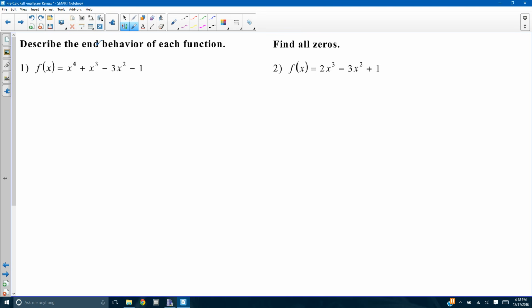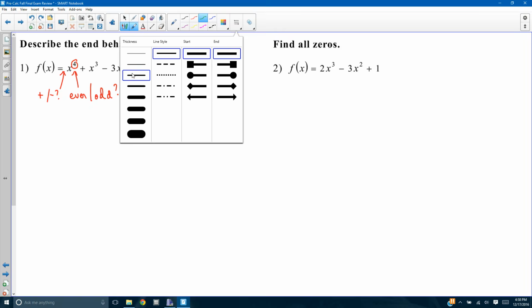Okay, describe the end behavior of each function. Now, you do get to use your graphing calculator. I will use it only for problems that I have to. Okay? This problem, I do not have to, so I will not. Feel free to use yours to check on it. x to the fourth plus x cubed minus 3x squared minus 1. The only two things I need to know for this problem are whether this leading power is even or odd, and what the sign in front of this guy is, positive or negative.